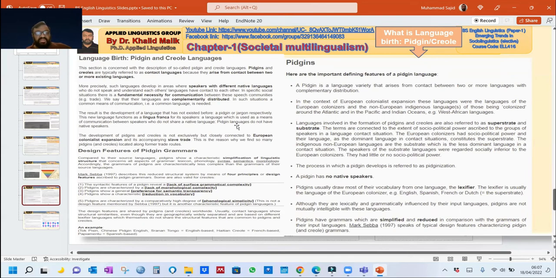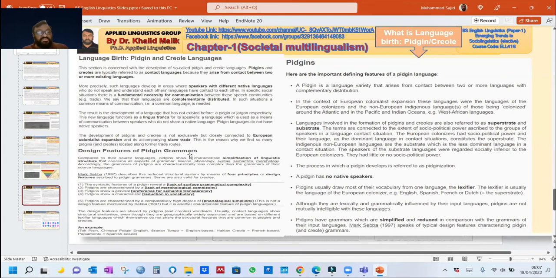A lingua franca is a language which is used as a means of communication between speakers who do not share a native language. Pidgin languages do not have native speakers. The development of pidgins and creoles is not exclusively but closely connected to European colonialist expansion and its accompanying slave trade. This is the reason why we find so many pidgins and creoles located along former trade routes.